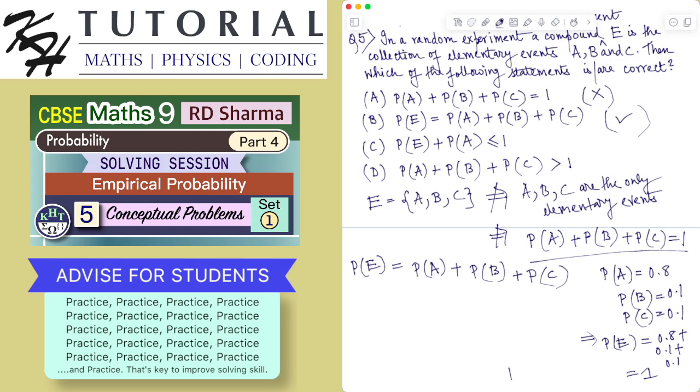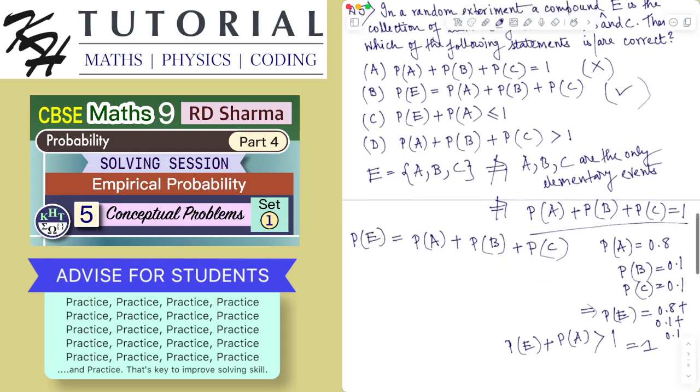Now probability of E plus probability of A will definitely be greater than 1. So for a random experiment, the sum of the probability of a compound event and an elementary event need not be less than or equal to 1. It is highly possible that its value will be greater than 1.